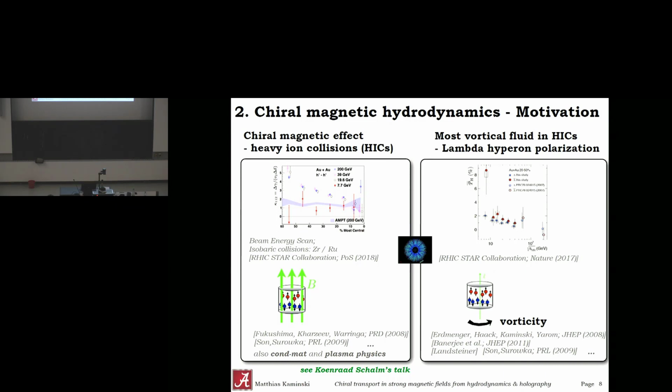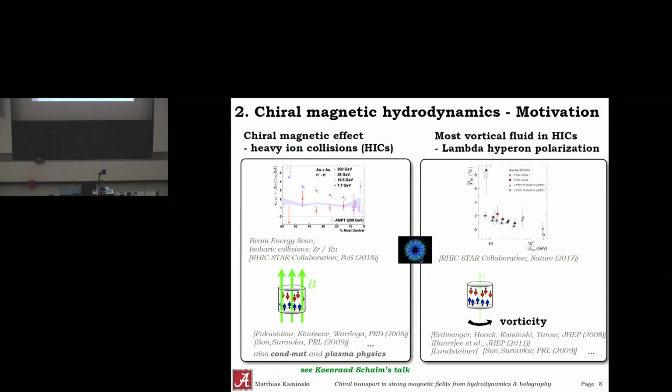So long story short, there are a lot of endeavors on the way at RHIC and also at the LHC, at the ATLAS collaboration, to conduct these measurements of these chiral magnetic hydrodynamics effects, essentially.